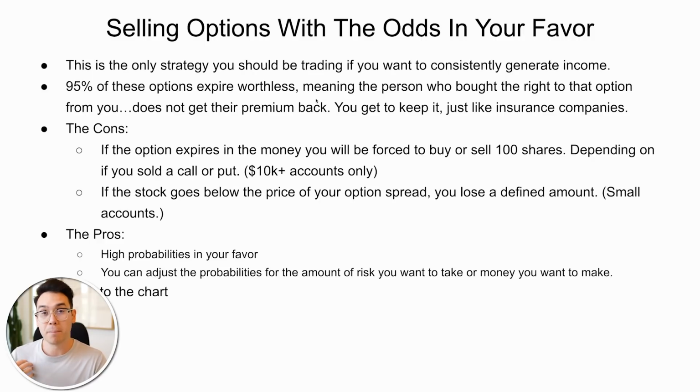But for my sake, I have a large account, so I could buy 100 shares. That depends on if you sold a call or a put, whether you're gonna have to buy 100 shares or sell 100 shares. Okay, that's for big accounts only. Now, the other con is if the stock goes below the price of your option spread, so if you have a small account, I'm talking to you, you lose a defined amount.